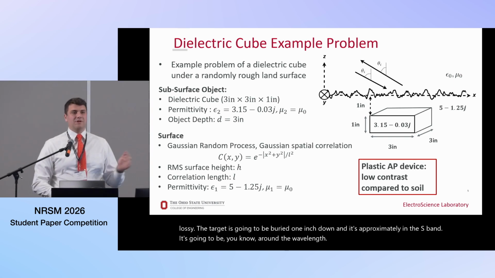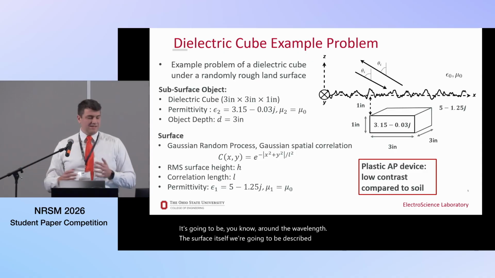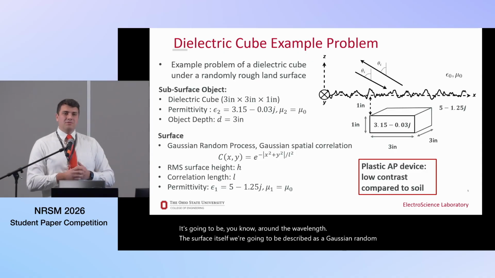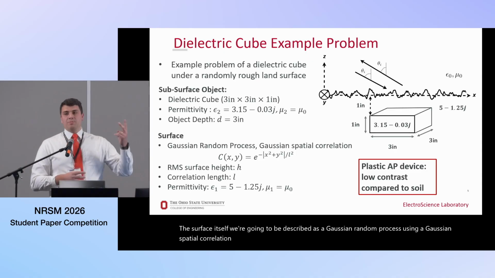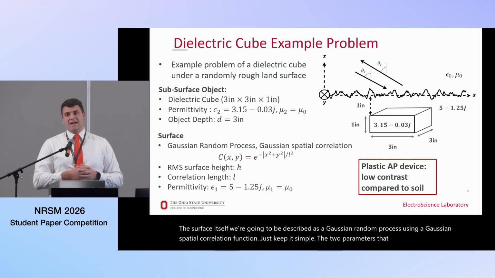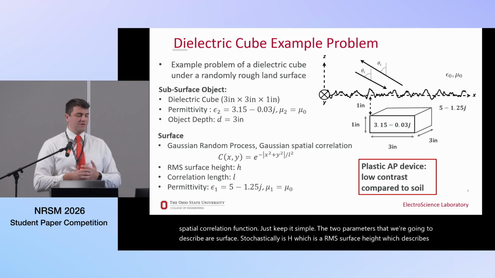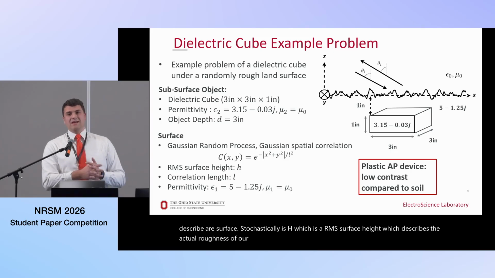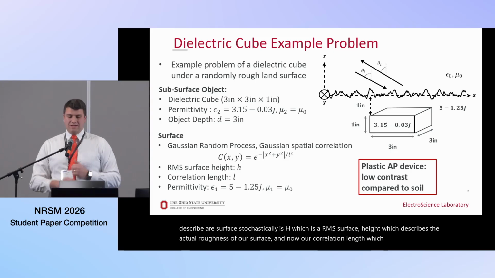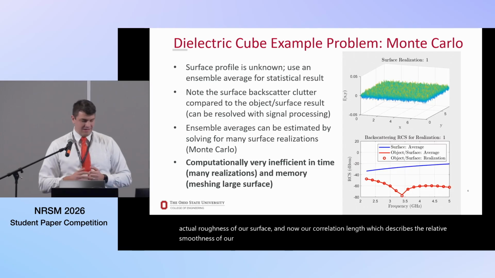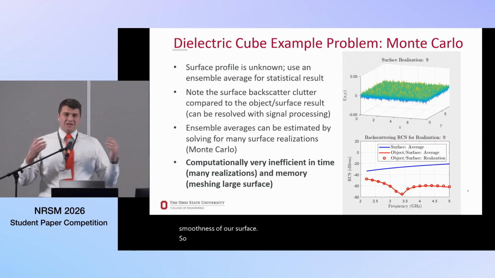The surface itself is going to be described as a Gaussian random process using a Gaussian spatial correlation function. Just keep it simple. The two parameters that are going to describe our surface stochastically are h, which is our RMS surface height, which describes the actual roughness of our surface, and L, our correlation length, which describes the relative smoothness of our surface. So again, our surface profile is unknown.